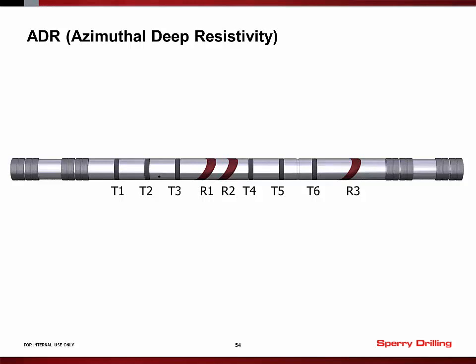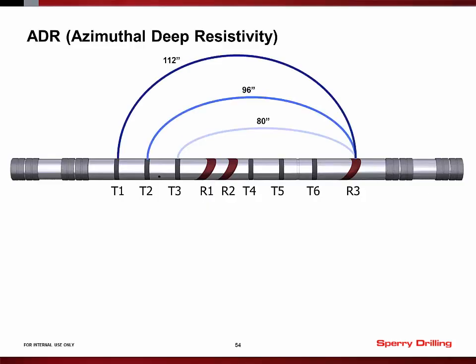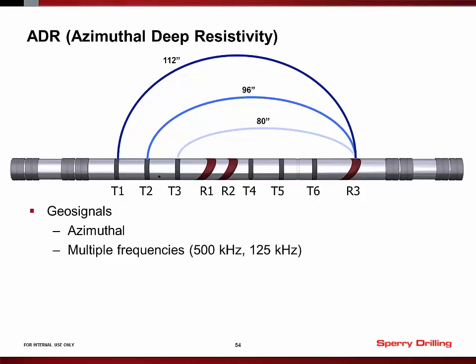Now the measurements we actually use on the tool are these long spacing measurements, the 80, 96 and 112-inch spacings. These are not going to give you a resistivity. These are only going to give you the geosignal. But these are the primary measurements that we use for geosteering. They're azimuthal, which means we get a value in all directions around the borehole. We run this at the lower frequencies. We don't bother with the 2 megahertz because that's too shallow reading. We just use the 500 kilohertz and the 125 kilohertz firings for the deep geosignals.